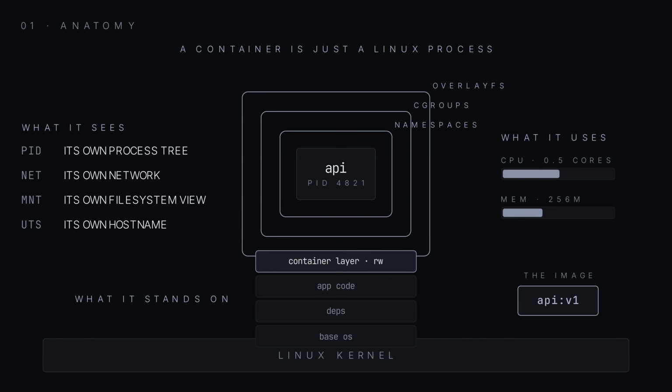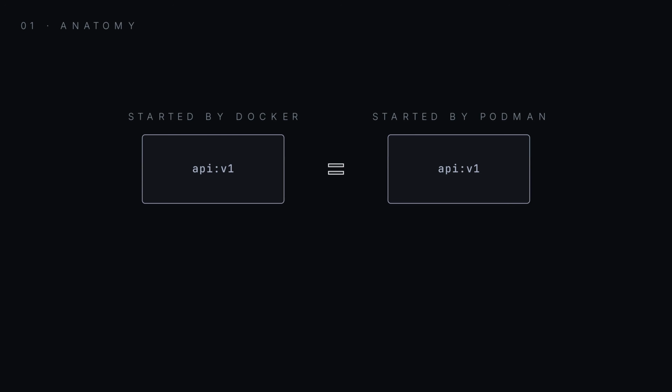Throughout this video, we will follow one small web service image called api:v1. Once that application is running, it does not matter whether Docker started it or Podman started it. At that point, they are running the exact same Linux process. The only difference is how each tool gets you there.